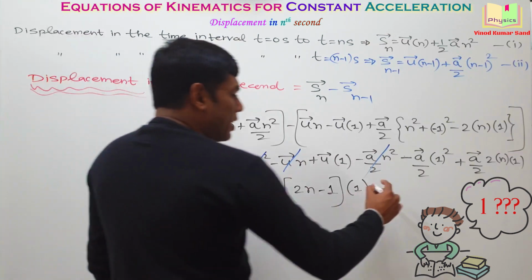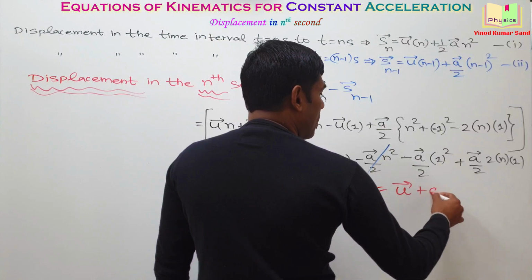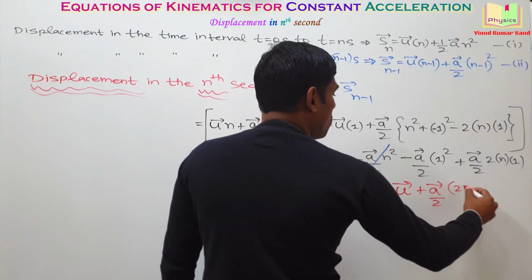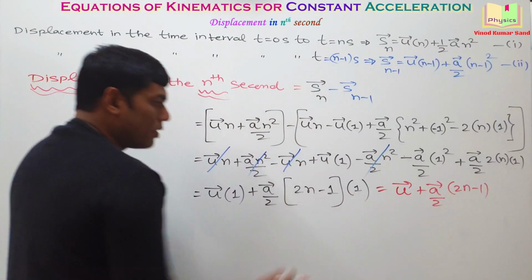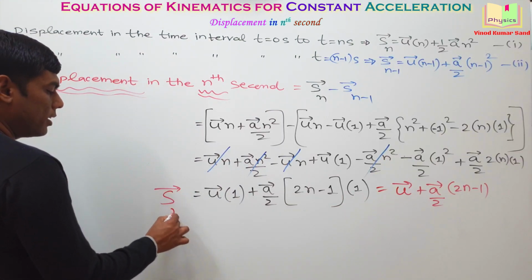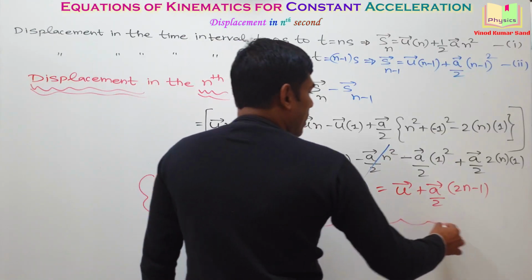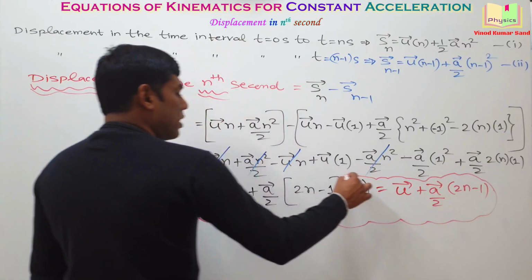You might be tempted to write it in a simple format as u plus a by 2 into 2n minus 1. This is what you are thinking. That's absolutely fine, no issue in that. This is the displacement in the nth second. Now pay attention to this equation.